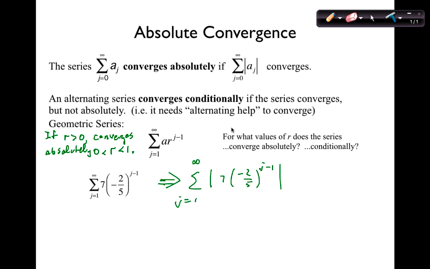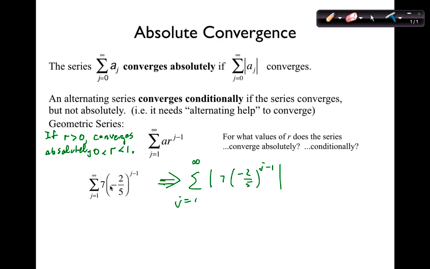So whenever R is between 0 and 1, for sure it's going to converge absolutely, because it's not alternating in the first place, right? It's just not alternating, so it doesn't need alternating help. It just converges, okay?